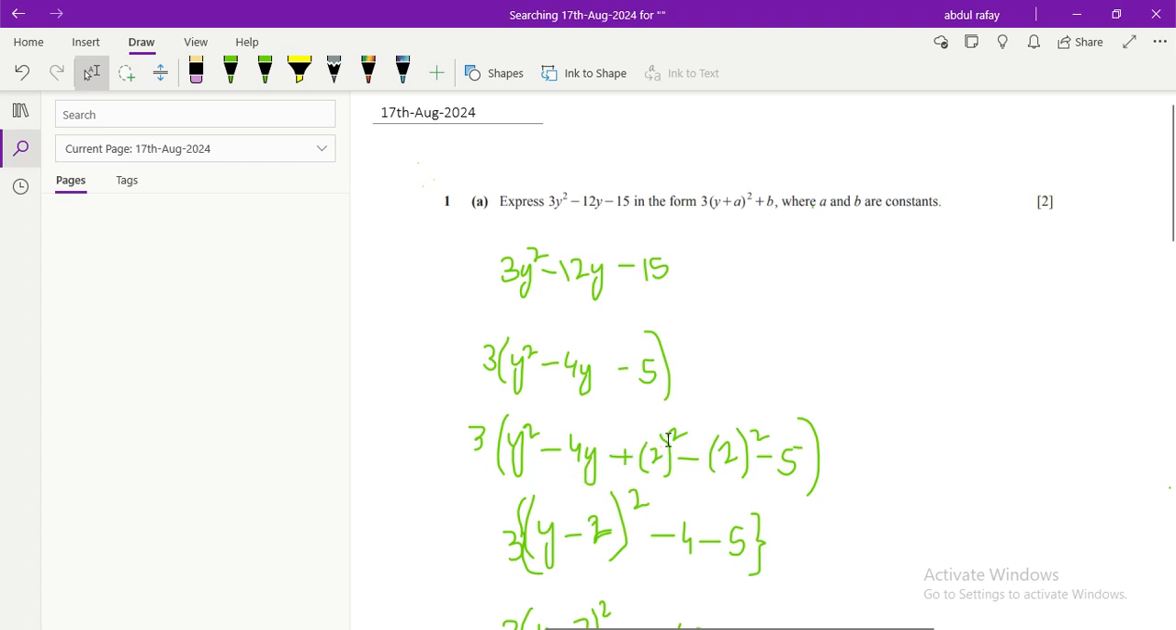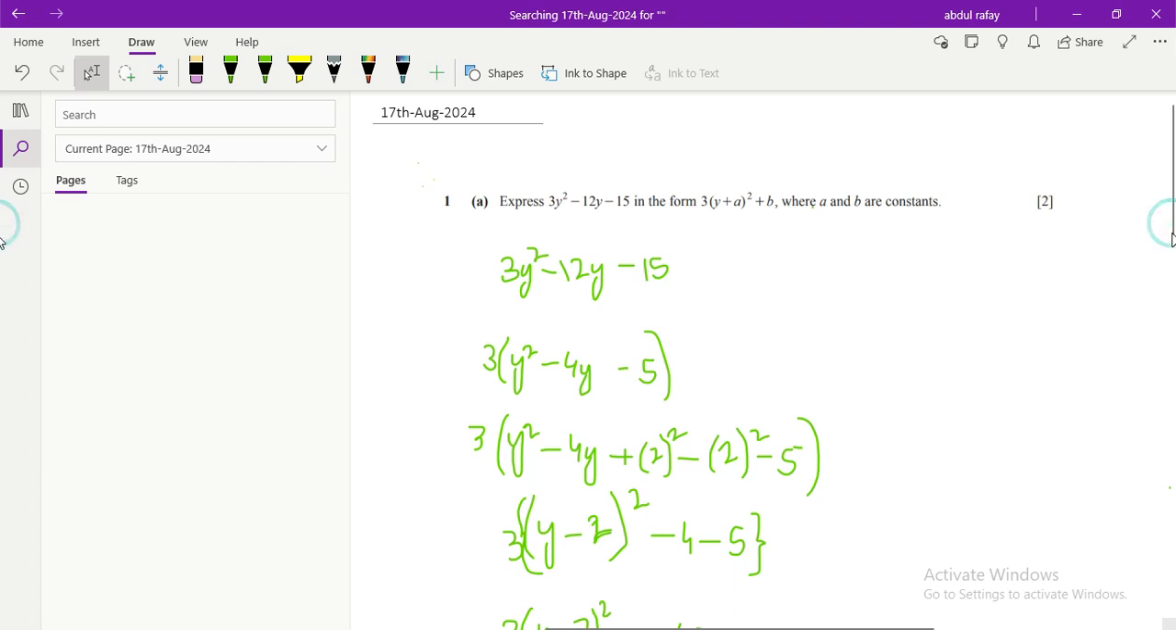So according to this, we can rewrite y squared minus 4y plus 2 squared using the formula (a plus b) whole squared, which is a squared minus 2ab plus b squared. So I can rewrite this as (y minus 2) whole squared, and then 2 squared is 4, and here we have minus 5.